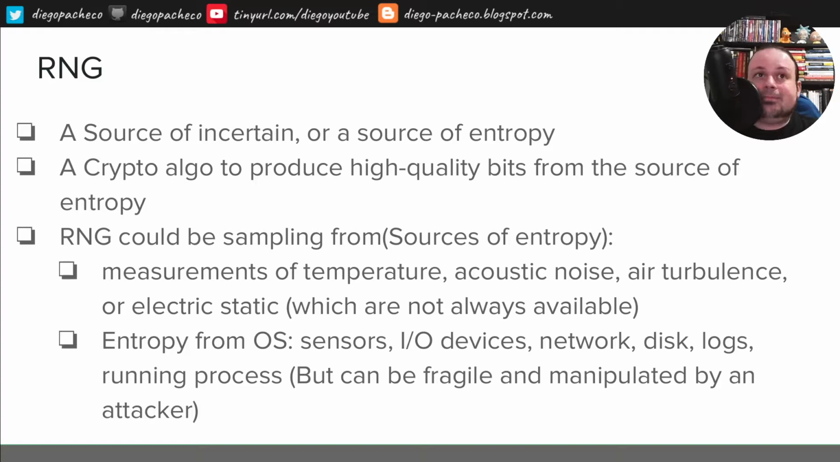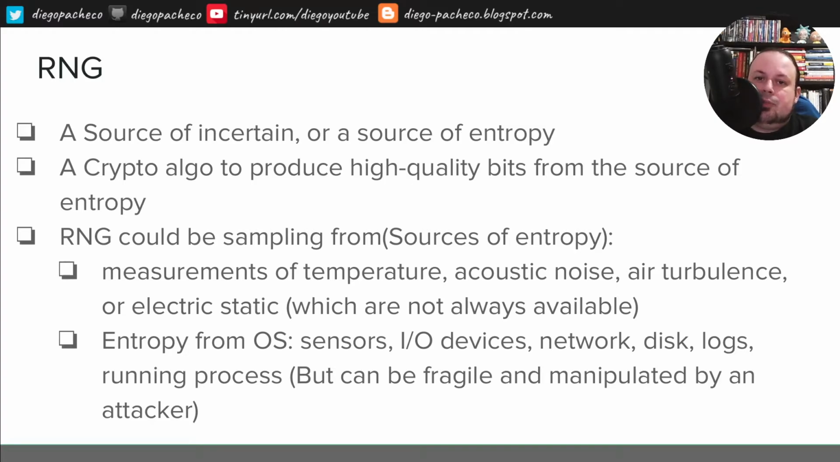So with that, we can talk about something called RNGs. And RNGs are random number generators. So they are also a source of uncertainty. So they are a source of entropy or randomness, right? And a high quality crypto algorithm needs to have high quality bits from the source of entropy, right? It's really a big deal in encryption.